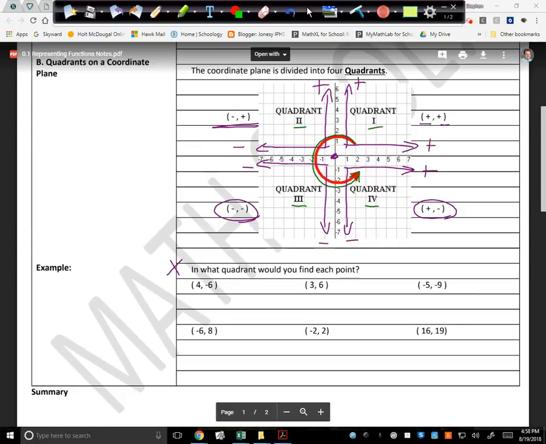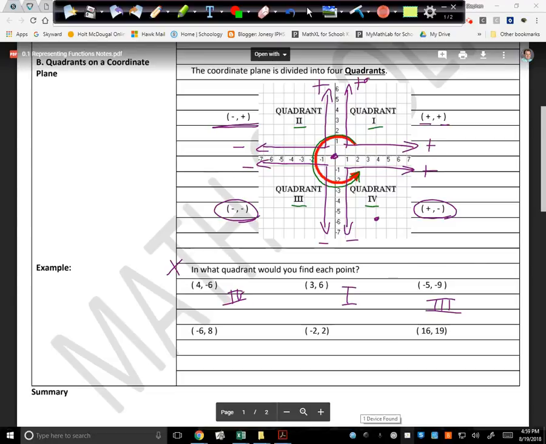What quadrant would you find each of these points? -4, 6. Positive 4, -6. 4 goes to the right, and then down 6. So that's down here. So that's going to be in the 4th quadrant. The next one, 3, 6, goes to the right 3, up 6. They're both positive, so that's in the 1st quadrant. -5, -9, those are both negative, so it has to be in the 3rd quadrant. To the left 5, down 9, somewhere down here. So that's third quadrant.